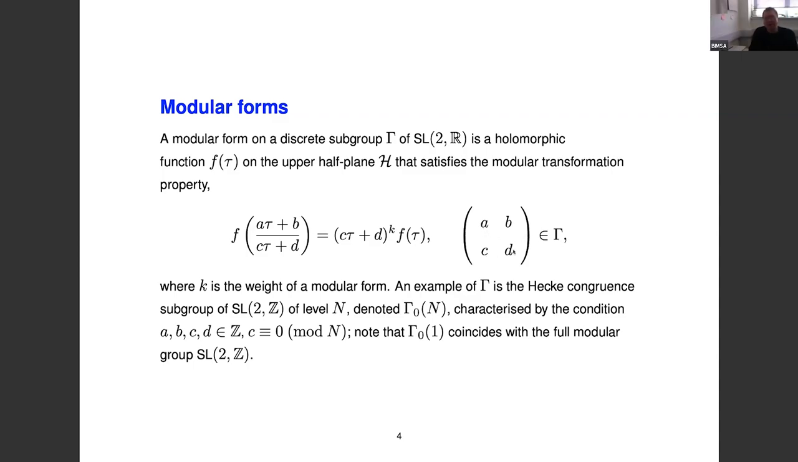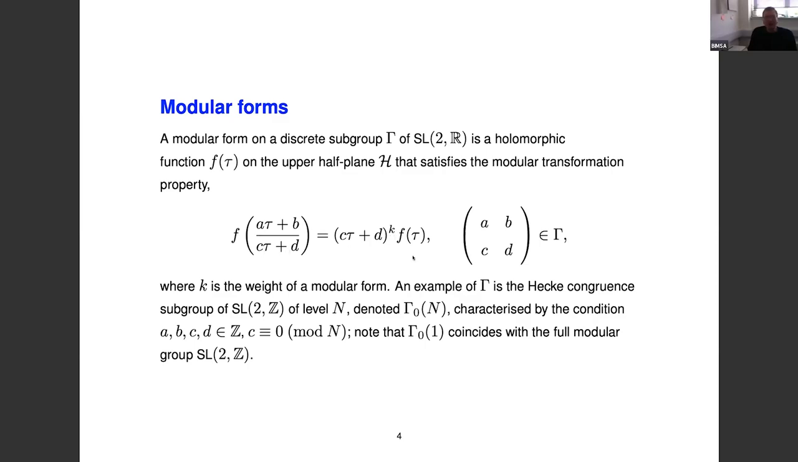this matrix ABCD belongs to SL2Z. In fact, even if it belongs to SL2R, this linear fractional action preserves the upper half plane, all right? In our case, ABCD belongs to SL2Z, or more generally to a discrete subgroup of SL2R. Here k, this integer, is called the weight of the modular form.